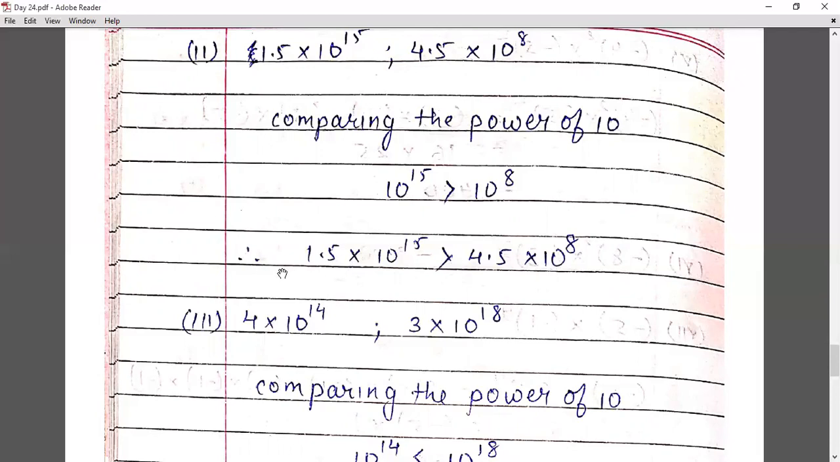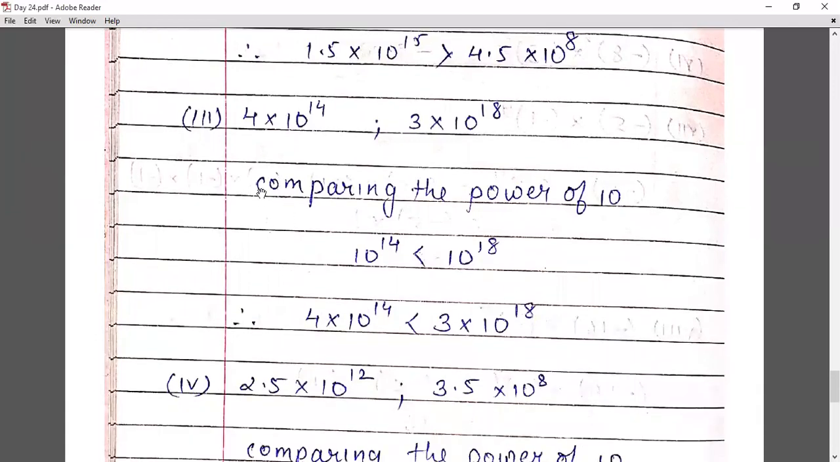Part 3. 4 into 10 to the power 14, 3 into 10 to the power 18. Again see, the numbers with the powers of 10 have the same number of digits. 4 has 1 digit, 3 also has 1 digit. So we will compare 10 to the power 14 and 10 to the power 18. Here 18 is greater, therefore 10 raised to 14 is less than 10 to the power 18. Therefore 4 into 10 raised to 14 is less than 3 into 10 raised to 18.